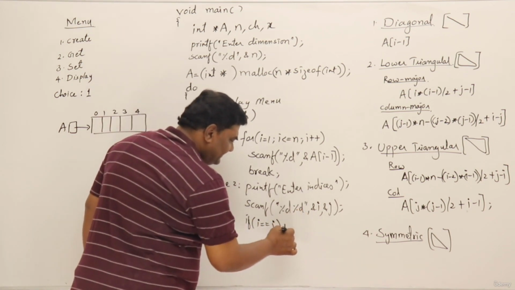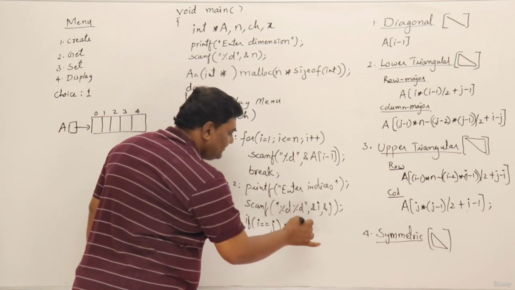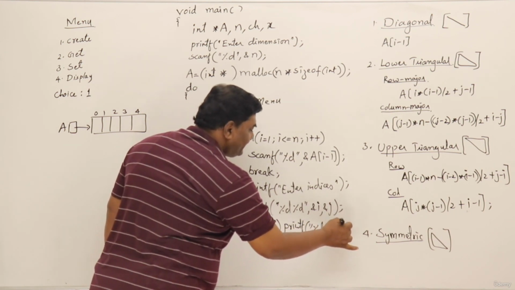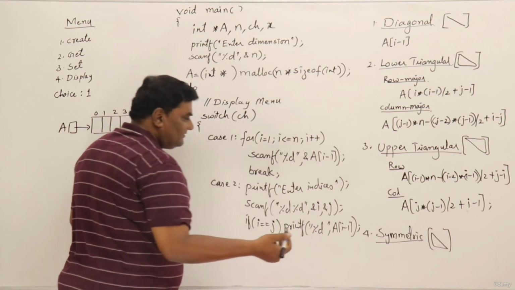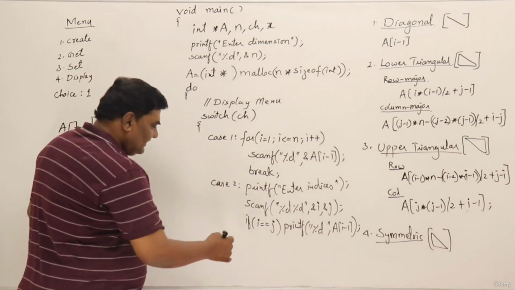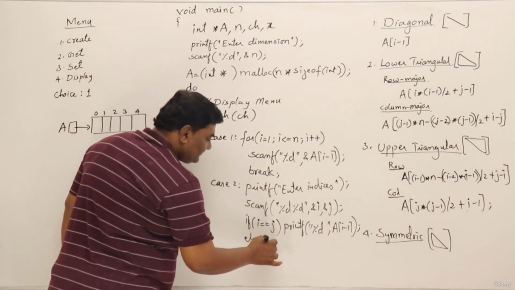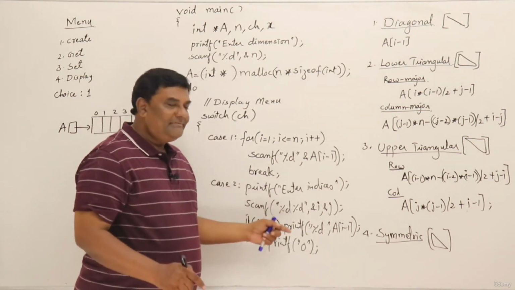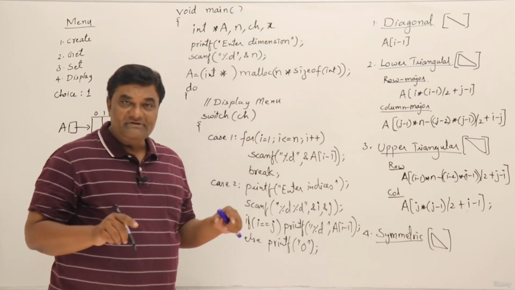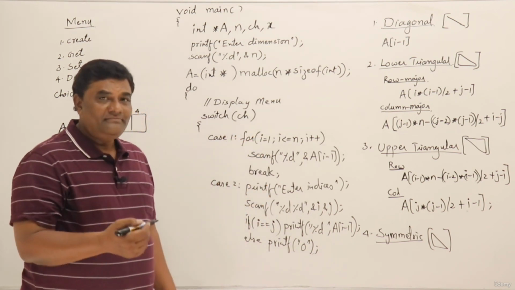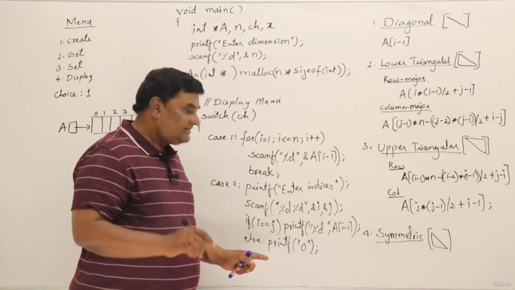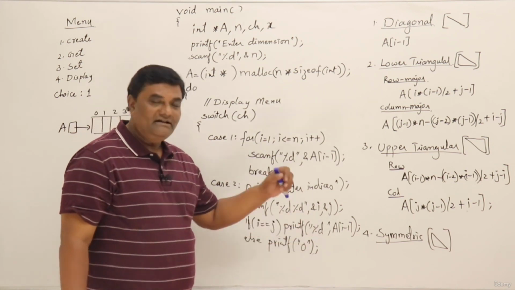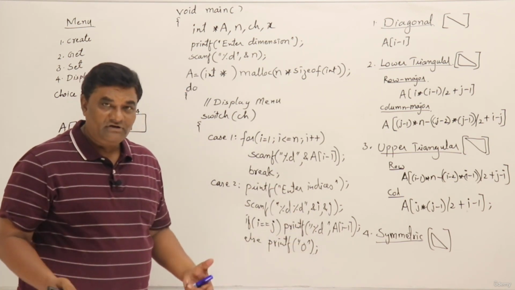So in the same line I will say printf percent d. Which element I should print? I should print an element from a of I minus 1. That's it. Else that element is 0. So I will print just 0. So whatever the element you want to retrieve from that two-dimensional matrix, you can mention indices. If it is a diagonal index, then we get a non-zero element. If it is not a diagonal index, then we will get element 0. So 2 cases are over.